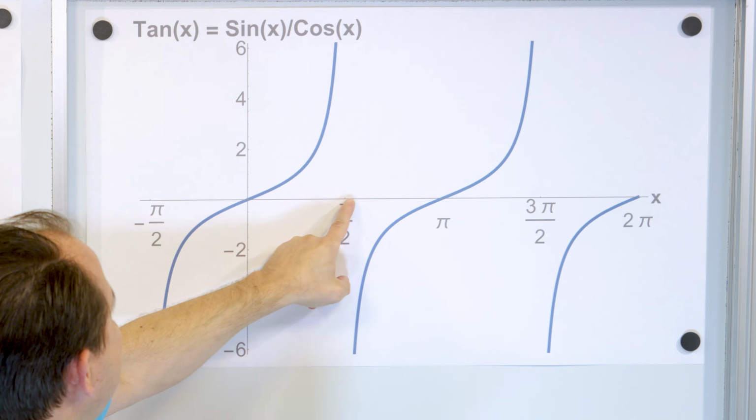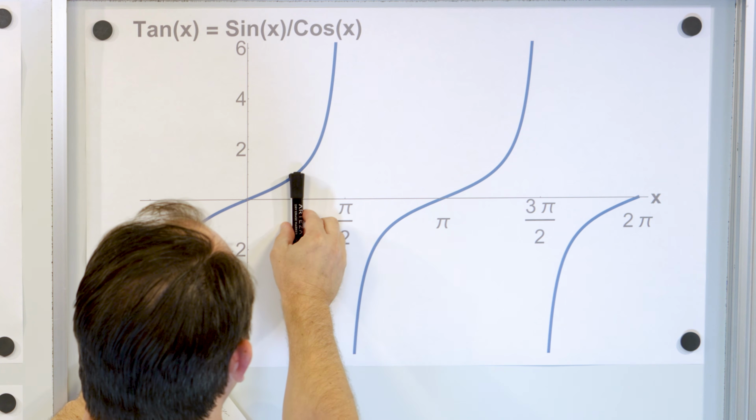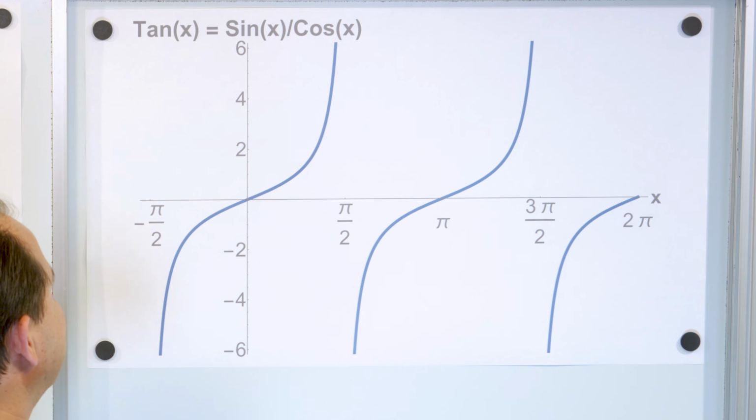So if we go at this graph exactly between here and here, pretty close to right there, you go up here and read it off, you get 1. The tangent of 45 degrees is exactly 1.